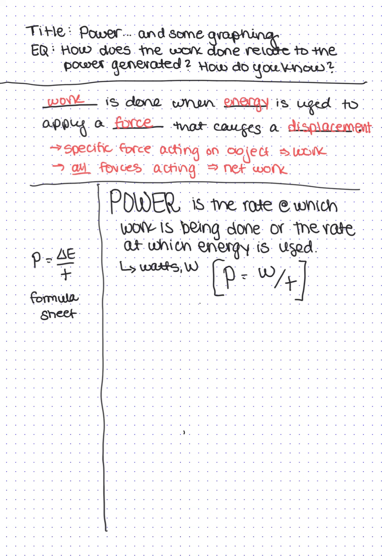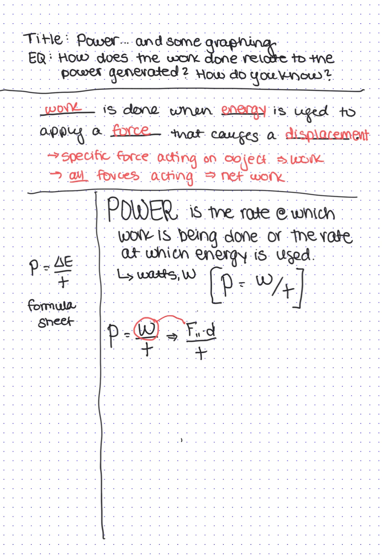So let's layer in, well, in my mind I think it was layering, but we're going to do some equation substitution. So power is equal to work over time. What can I replace work with? What's the formula for work? Good. Force times distance over time. So I've replaced that to here.